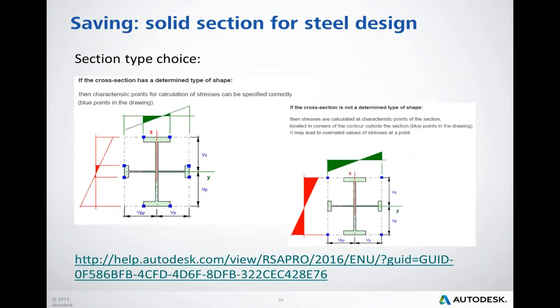Why is it so important to select the correct section type? For correct stress calculations, see the left sketch. If a section has its shape determined, correct characteristic points are considered in stress calculations. See the blue points on the drawing. On the right-hand side, incorrect points for stresses are considered.